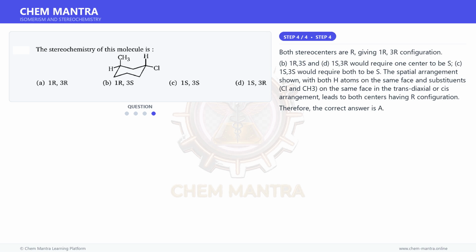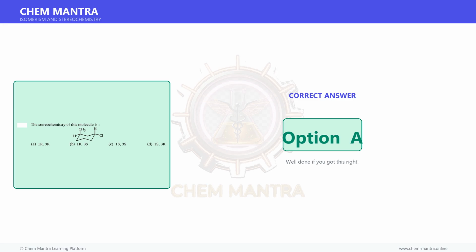And for the final step, both stereocenters are R, giving 1R,3R configuration. B, 1R,3S, and D, 1S,3R, would require one center to be S; C, 1S,3S, would require both to be S. The spatial arrangement shown, with both H atoms on the same face and substituents, Cl and CH3, on the same face in the cis arrangement, leads to both centers having R configuration. Therefore, the correct answer is option A.